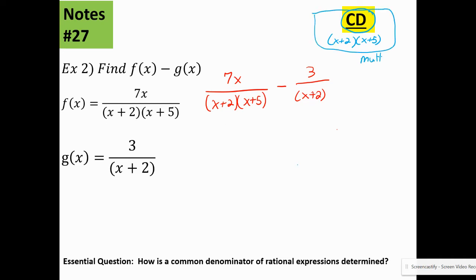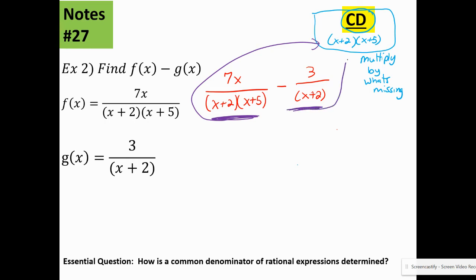We are now going to multiply by what's missing. See how important it is to listen to what I say? Multiply by what's missing. So let's compare. This denominator has all of the CD. Nothing's missing. This denominator is missing one, isn't it? It's missing the x plus 5. So on the right, by the 3, I have to multiply by what's missing, which is an x plus 5.